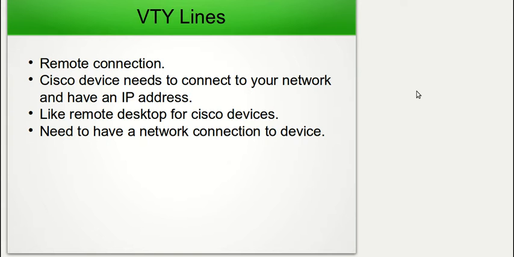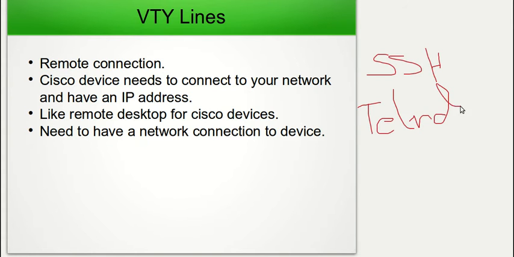So there are two protocols that we can use to remotely access our device, and those are SSH and Telnet. SSH uses TCP port 22. Telnet uses TCP port 23. And these are protocols supported by Cisco devices, which allow us to remotely access those devices and perform any configuration changes that need to be made.